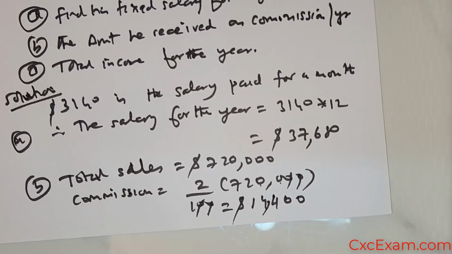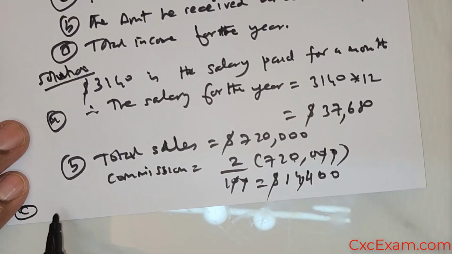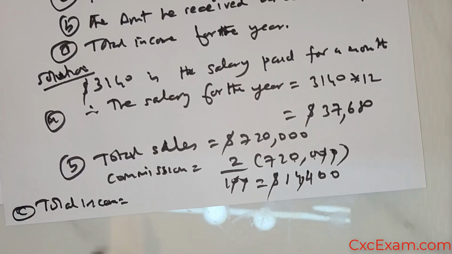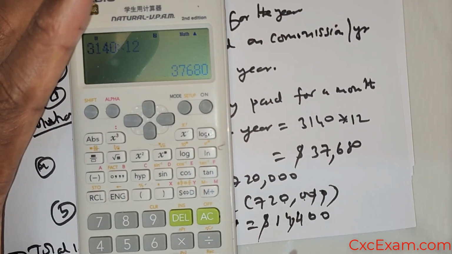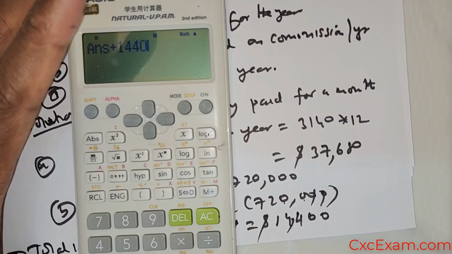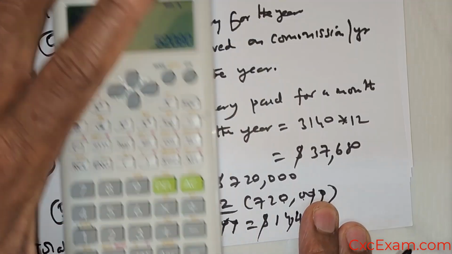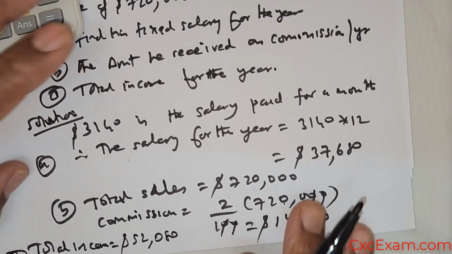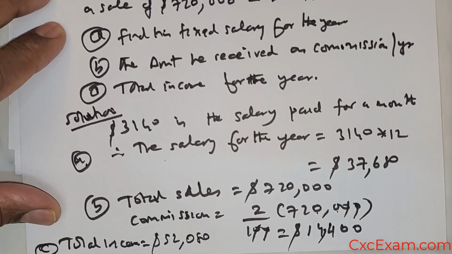So that answers part B. Now part C, I will just place it here. Total income. Total income is what? 37,680, so to this I add 14,400. So 52,080. So this is the total income he gets. So part A, part B, part C. So let's move on to the next question.